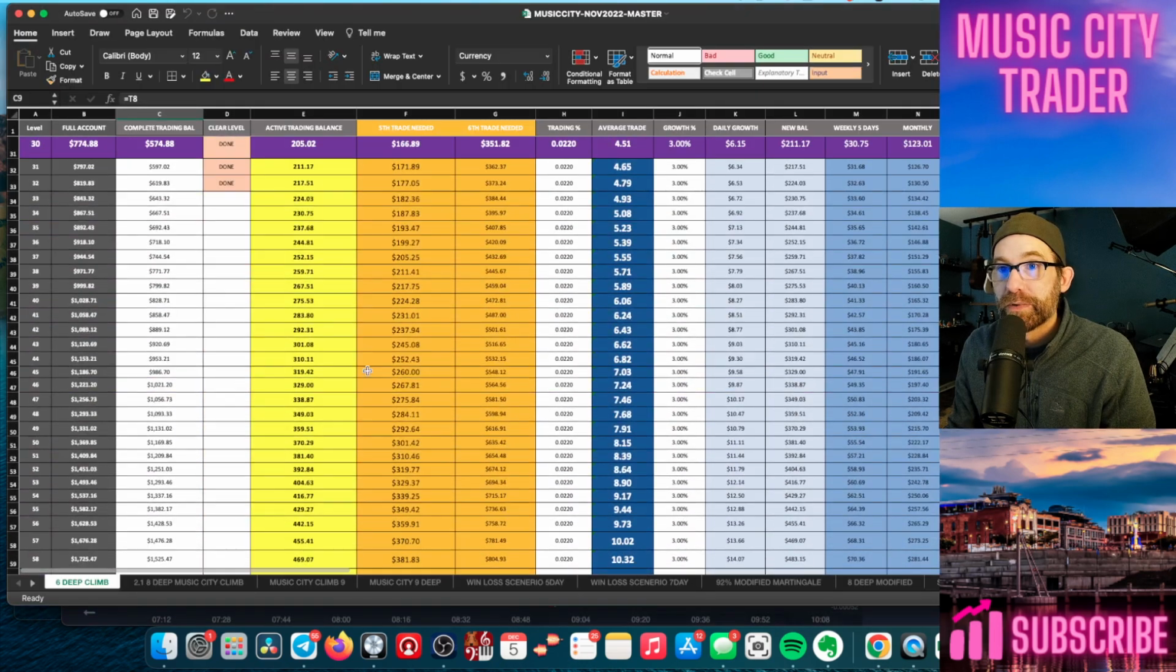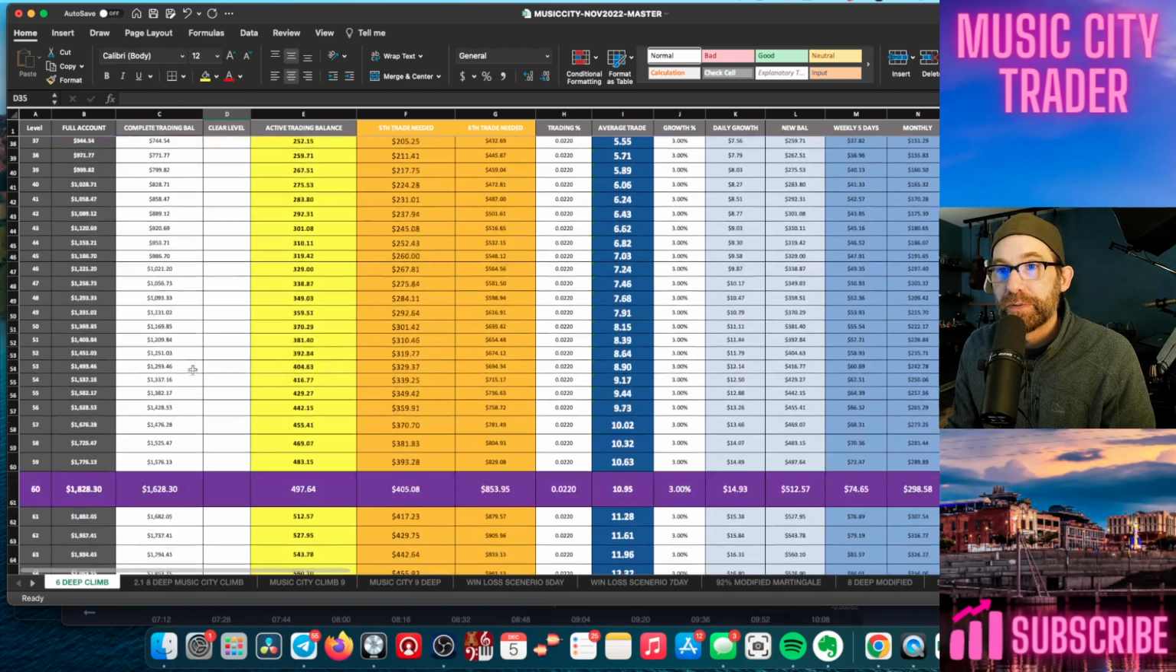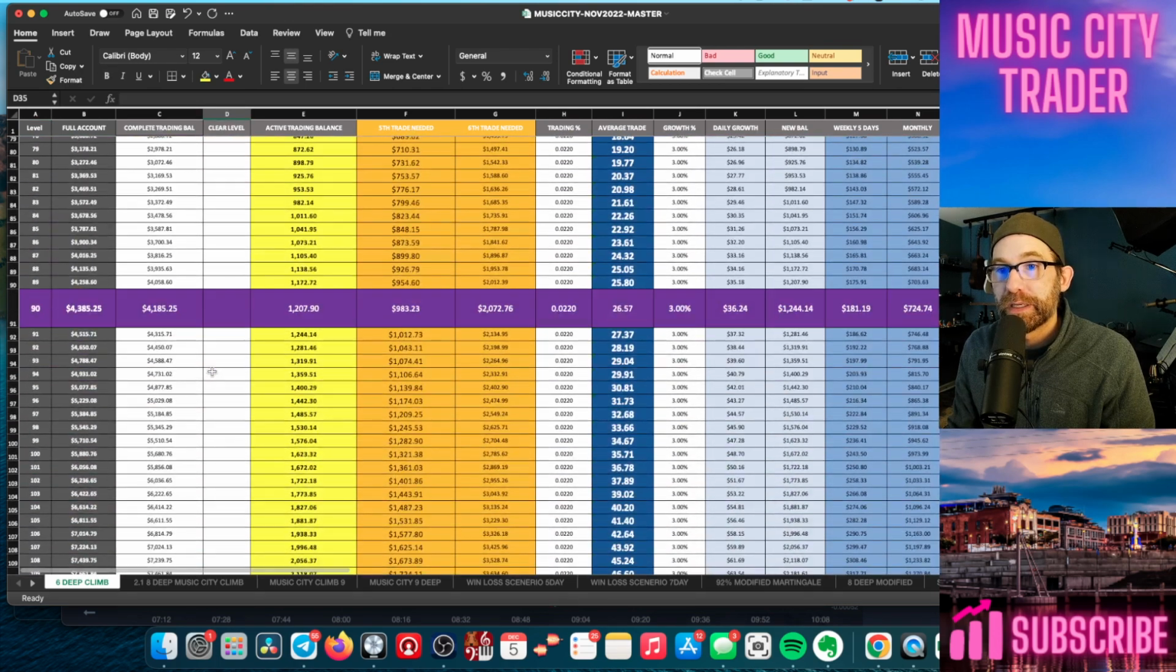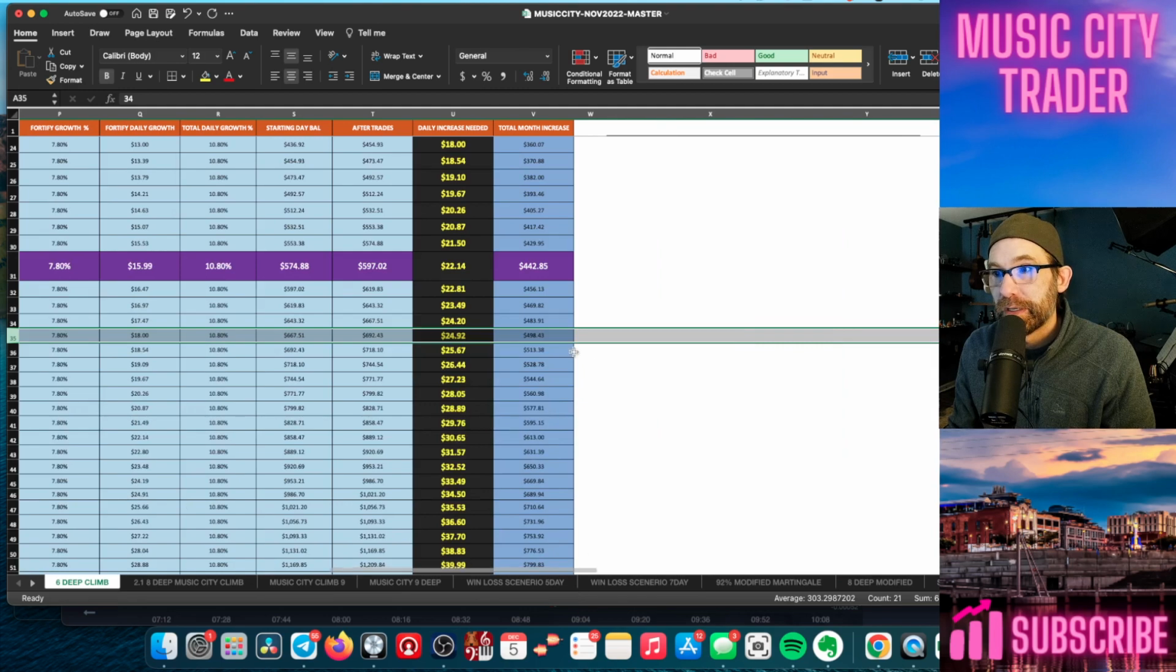But right now we're going over here 868, so we cleared level 33 today, and so we're at level 34 tomorrow, and that's what we're going to do. We're just going to keep climbing up until we get up to about $1,000 a day in income. Right now, the daily income at level 34, if you look over here, it's a whopping $24.92.